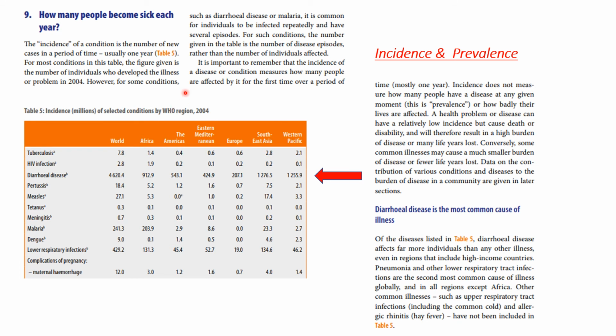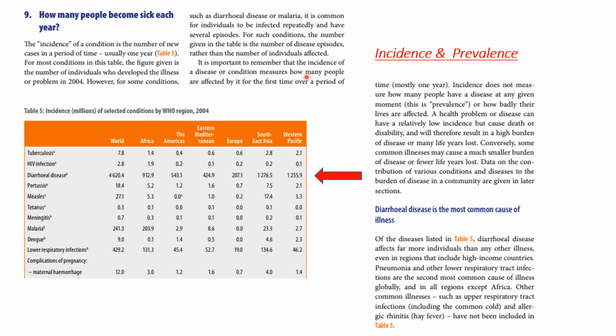However, for some conditions, such as diarrhea here, or malaria, it's common for individuals to be infected repeatedly and have perhaps several episodes. For such conditions, the number given in the table is the number of disease episodes rather than the number of individuals affected. It's the number of new cases in a period of time.